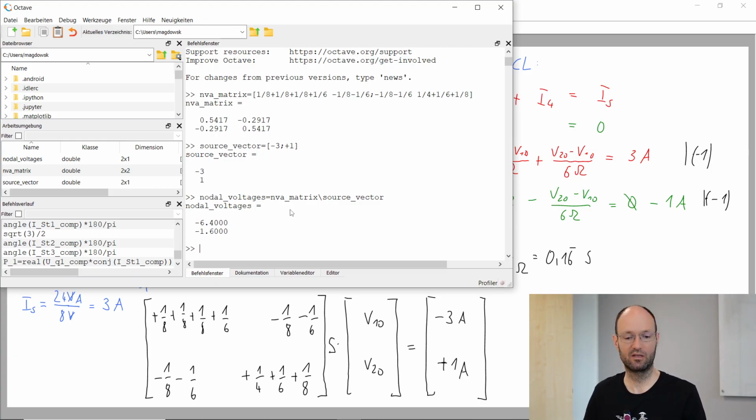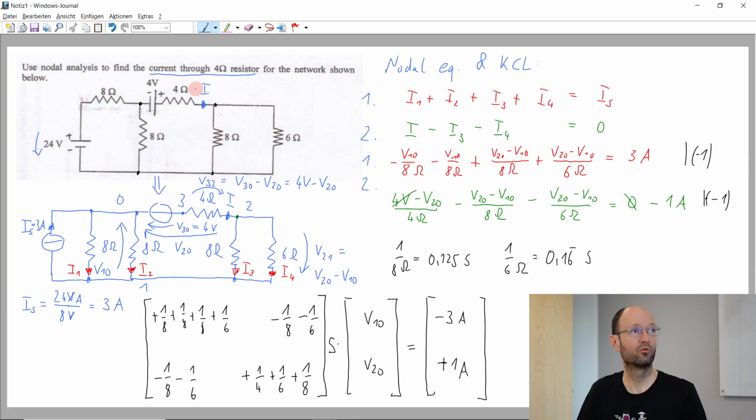And so then the last step, if we want to know this current here, we can go backwards. This current should be, if I switch back to blue, this voltage that we just calculated multiplied with the 4 ohm.